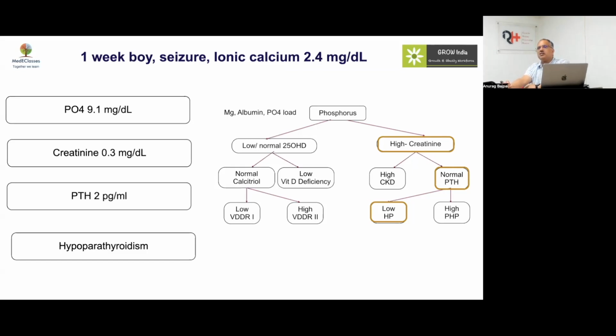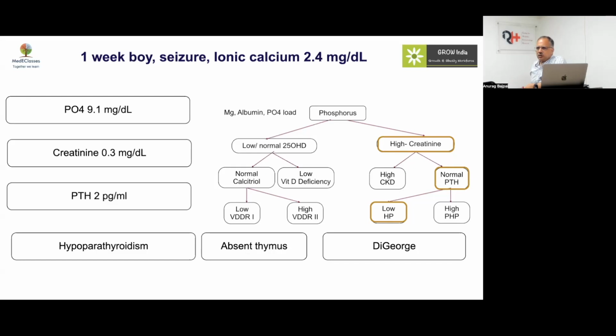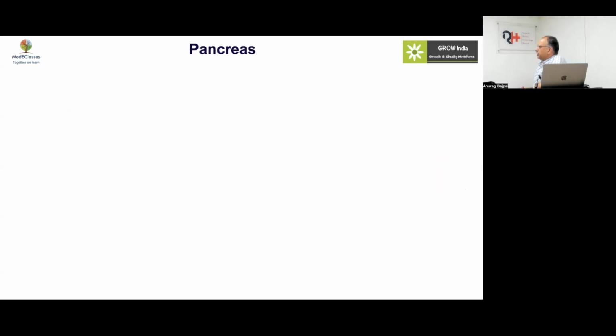Very importantly, look at the CBC. We had a child with DiGeorge syndrome who had a very low lymphocyte count. That can be a very direct clue that the lymphocytes are also defective in that regard. So there's an absent thymus. So this was a DiGeorge syndrome.